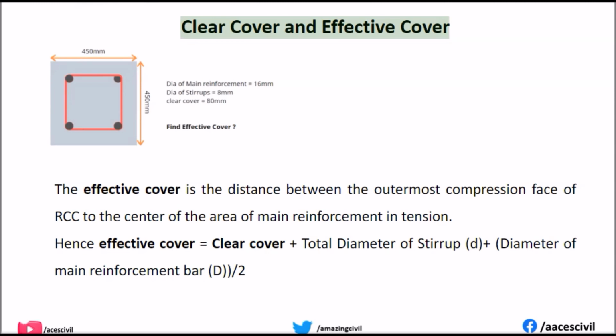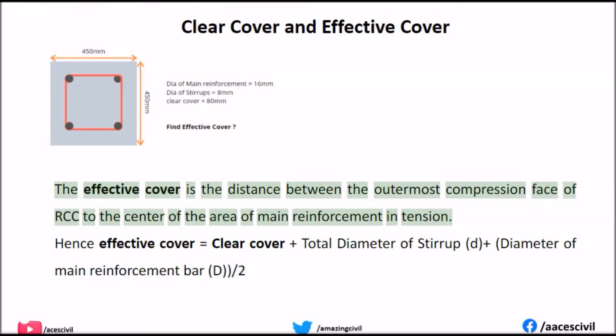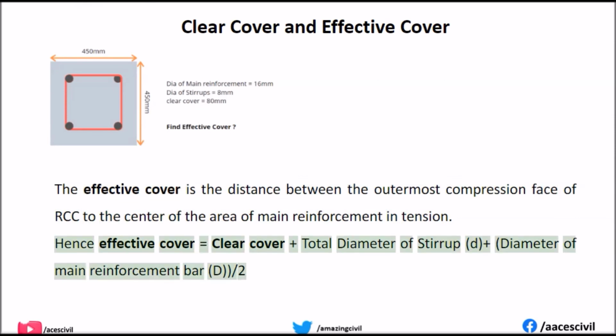Clear cover and effective cover. The effective cover is the distance between the outermost compression face of RCC to the center of the area of main reinforcement in tension. Hence, effective cover equals clear cover plus the diameter of stirrup, plus half the diameter of the main reinforcement bar, D/2.